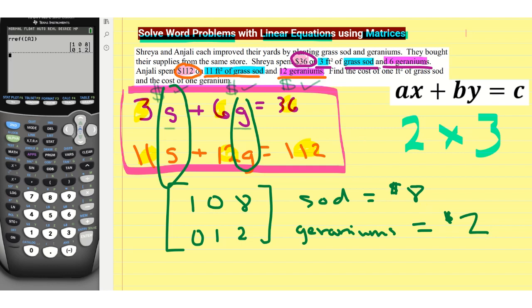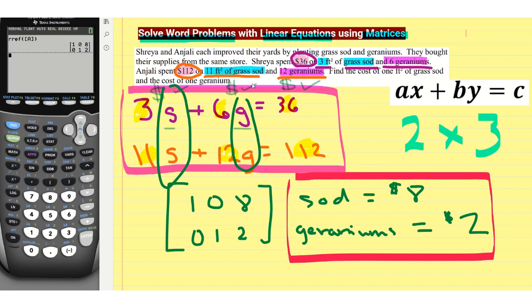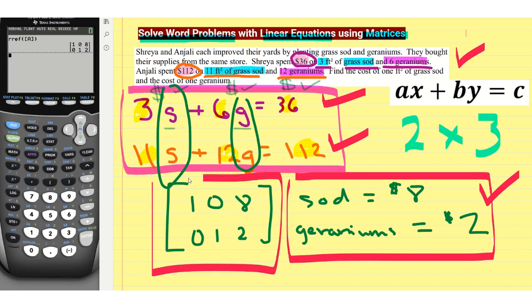Hopefully that helps you think through the process, and you can use this video to help you think about how to read your word problem, how to come up with your two linear equations, and how to use your graphing calculator to come up with answers in matrix form.